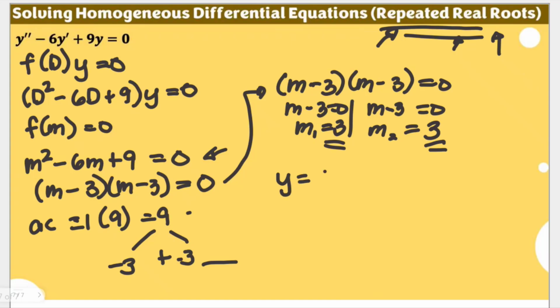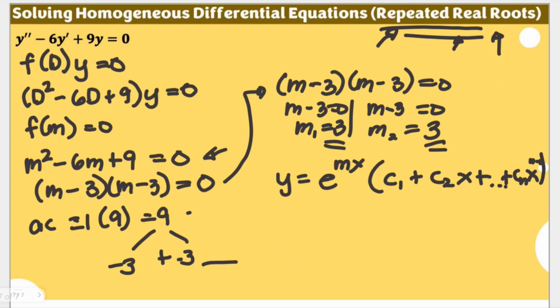So for this case, we will be using this general solution. y is equal to c sub 1, any constant, e to the power of m sub 1 x. Since we are using the general solution, it's actually this form: e to the power of mx times c sub 1 plus c sub 2 x plus dot dot dot until c sub n x to the power of n minus 1, up to the number of times the same root is repeated. So you will have this form.